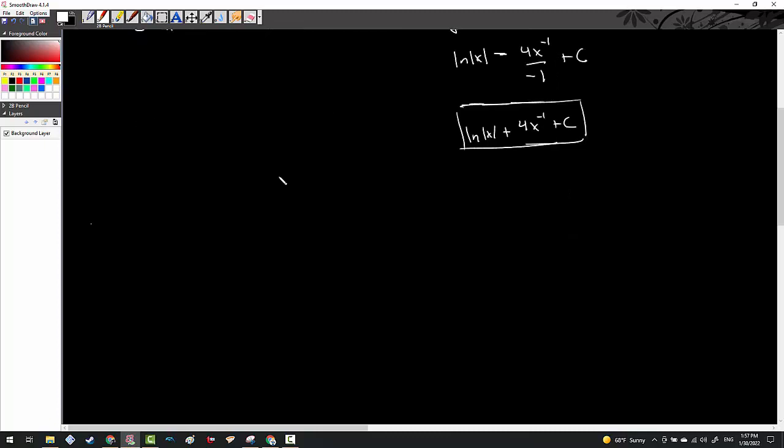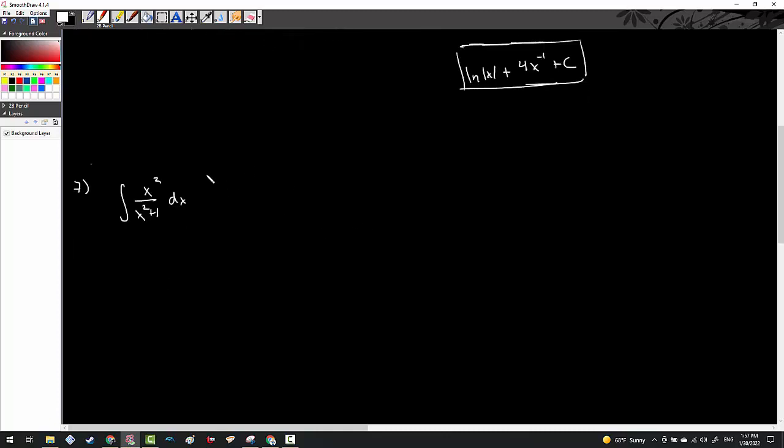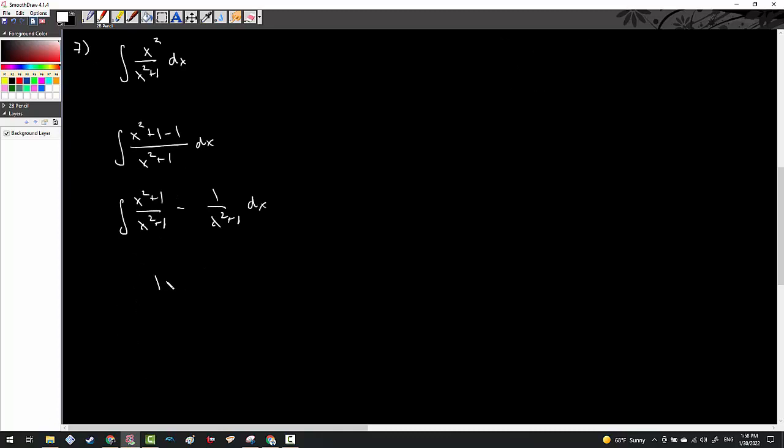This example 7 is the integral of x squared over x squared plus 1 dx. You could long divide it, or you could do this ridiculous trick-looking thing where you do x squared plus 1 minus 1 over x squared plus 1 dx, where now you suddenly end up with x squared plus 1 over x squared plus 1 minus 1 over x squared plus 1 dx. And then you end up with the integral of 1 minus 1 over x squared plus 1 dx, which gives you x minus tan inverse of x plus c.